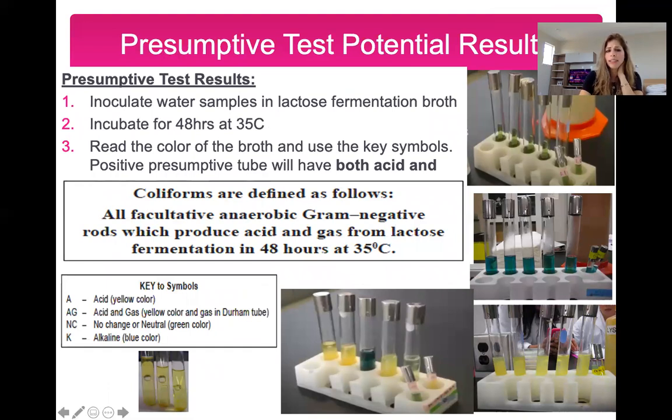Now you're going to determine what they are using these keys. If you see a yellow color, you're going to label the tube as A for acid. If you see a yellow color and gas in the Durham tube, it's AG. If you see no change in color, that's just a green color. And if they became more basic or alkaline, they turn blue, so you put K for them. So this is what these symbols stand for. And again, to be positive in the presumptive test, they have to be AG. We have to see acid and gas. They have to be yellow and have a gas in the Durham tube.